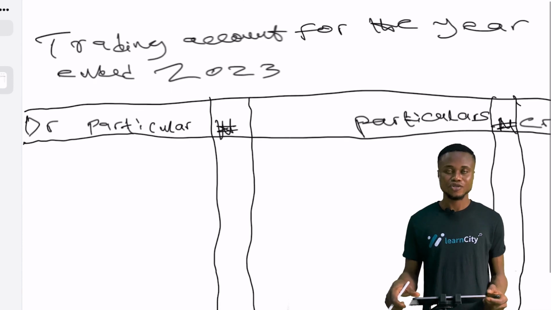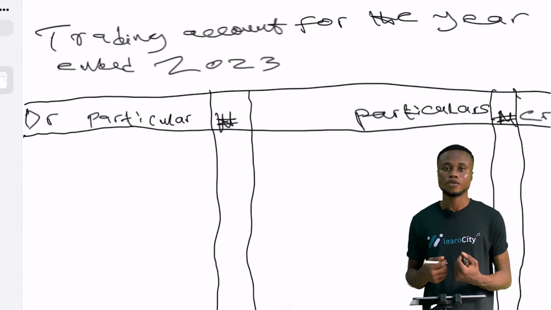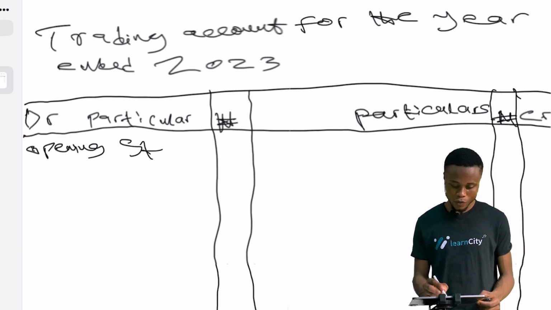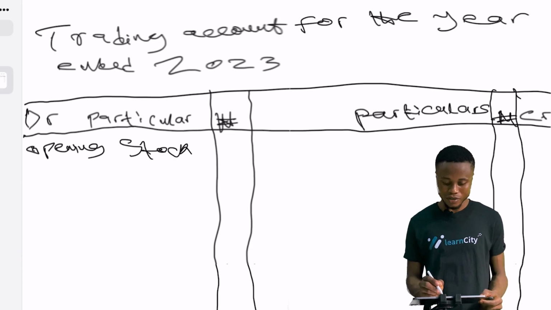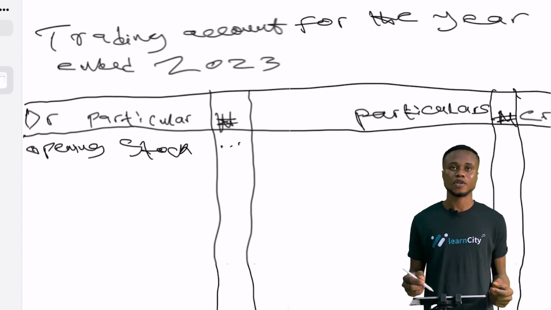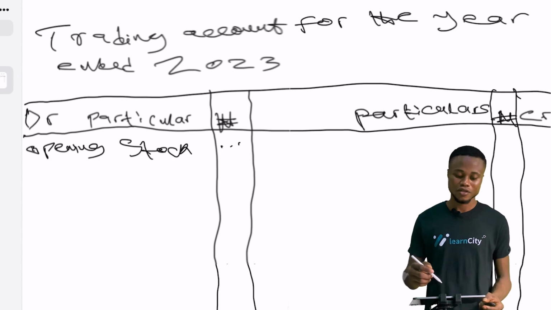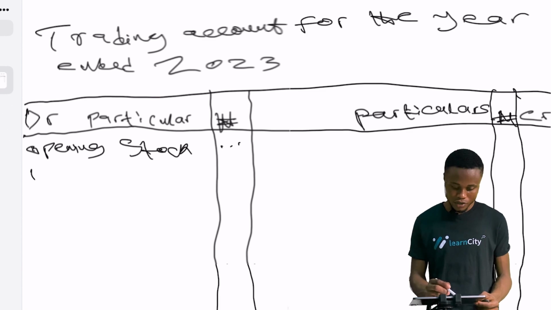So in trading accounts, if we are trading, there is a need for us to have a stock. In accounts, we call this opening stock. So the first item will be your opening stock. After opening stock, you have to write the amount here, but this is just a format, so you can just write dot dot dots. Also, don't forget, if you have a stock, you have to buy other goods into your business. So that will be purchases.